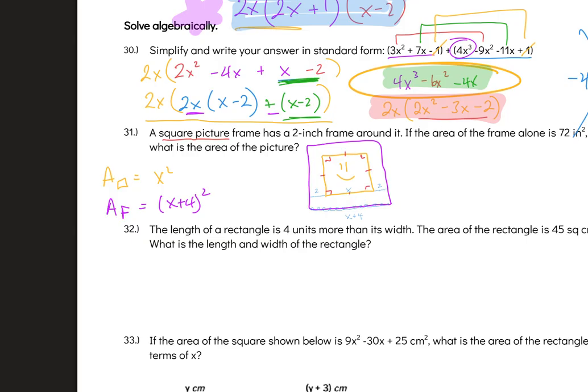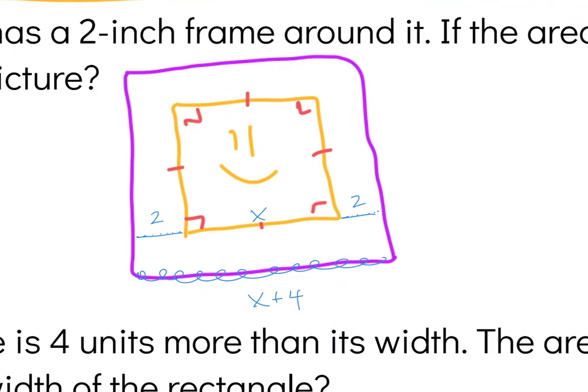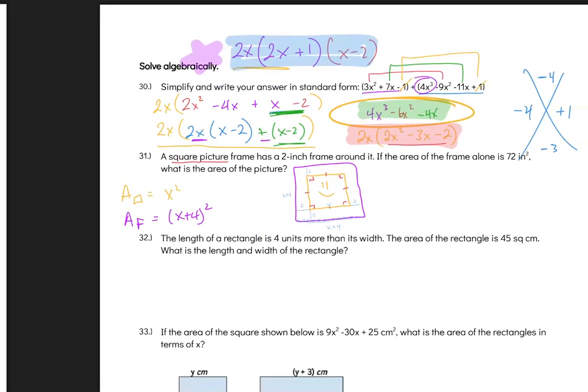So if that's x, then that's x, then that's x, then that's x, right? And so not only is it 2 in this direction and this direction, it's 2 in this direction and this direction. So that means that this side is also x plus 4. So what are we supposed to do?